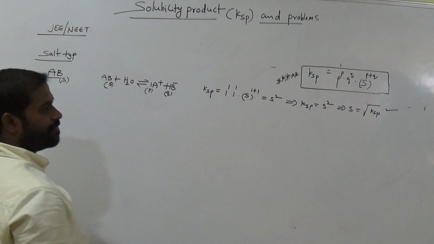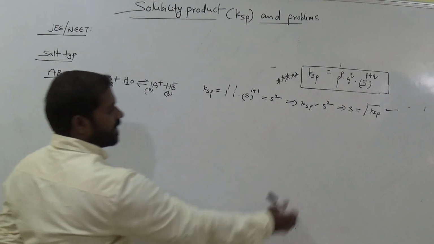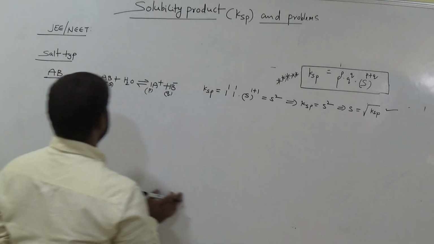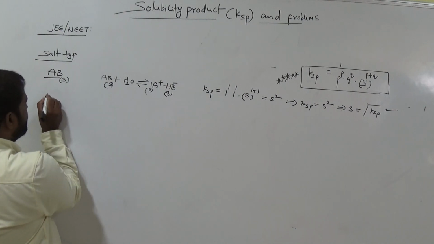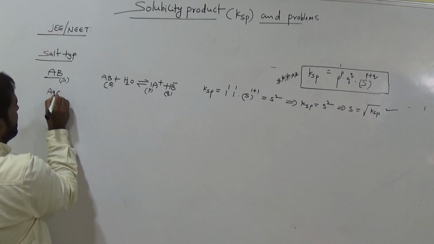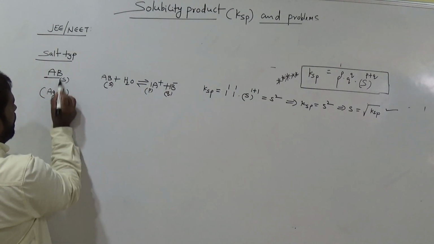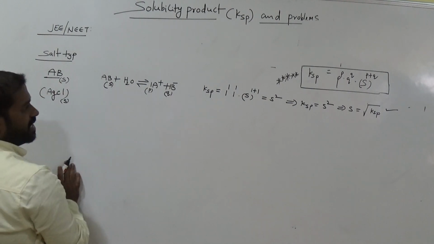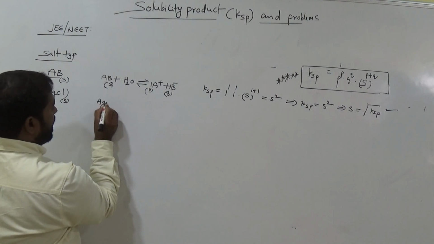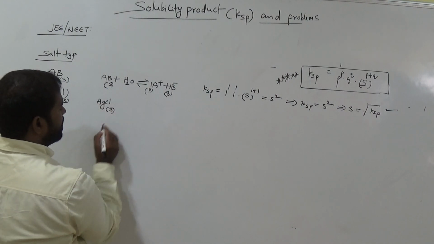Clear or not? The formula of Ksp equals S square. Let's see the example. This type of salt, AgCl, am I right? Solid AB. Example for AB type. Clear? Now AgCl, it is called solid.